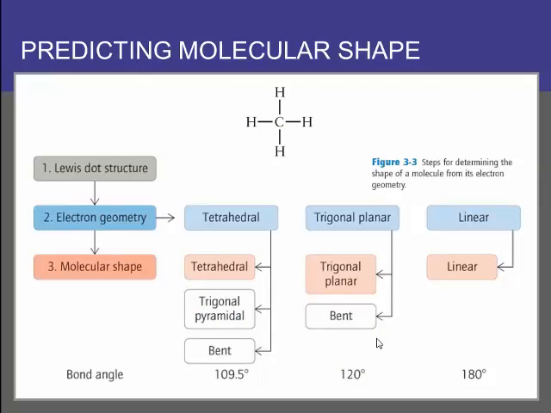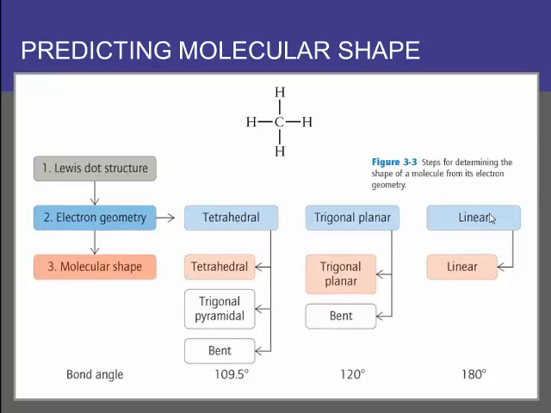So then predicting the molecular shape, once we've established the electron geometry is either tetrahedral, trigonal planar, or linear, we can move on to the molecular shape. And there are 3 possible molecular shapes for the tetrahedral electron geometry. That could be tetrahedral molecular shape, trigonal pyramidal, or bent. There are 2 possible molecular shapes for the trigonal planar electron geometry, that is trigonal planar or bent. And if we have a linear electron geometry, we have to have linear molecular shape.